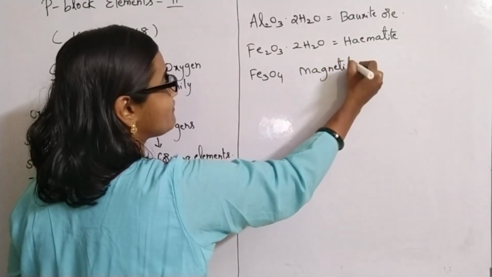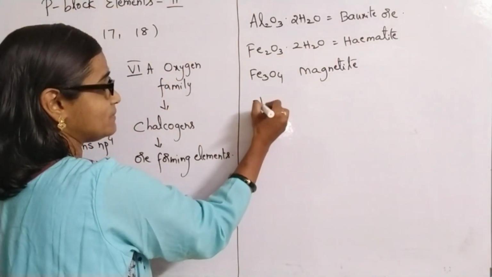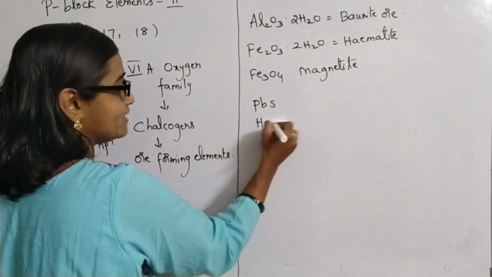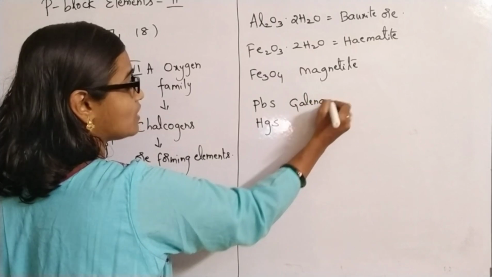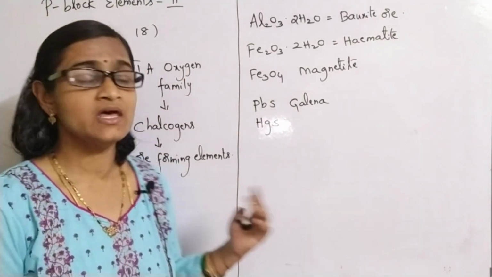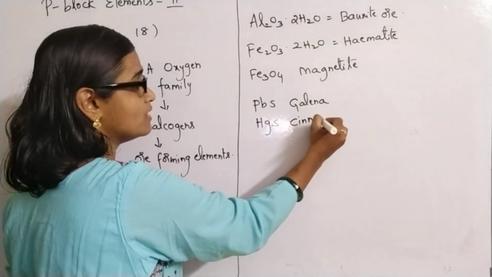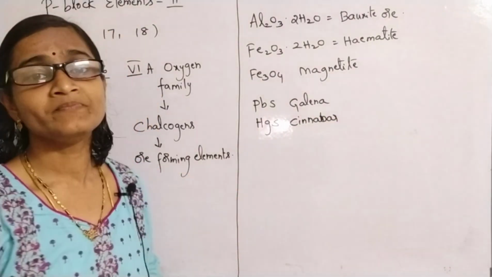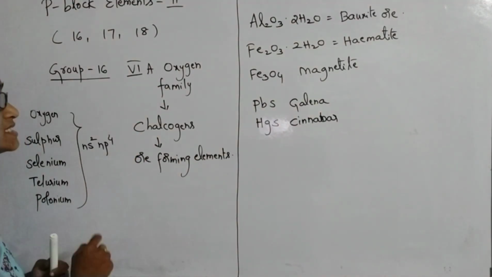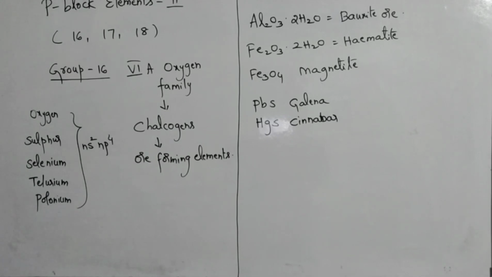Even sulfide ores are also there. We have sulfide ores like PbS, lead sulfide, galena, and mercuric sulfide, cinnabar. Here sulfur is forming an ore of mercury, which you call cinnabar. Like this, the word chalcogens stands for ore forming elements. So 6A group elements are considered to be ore forming elements.